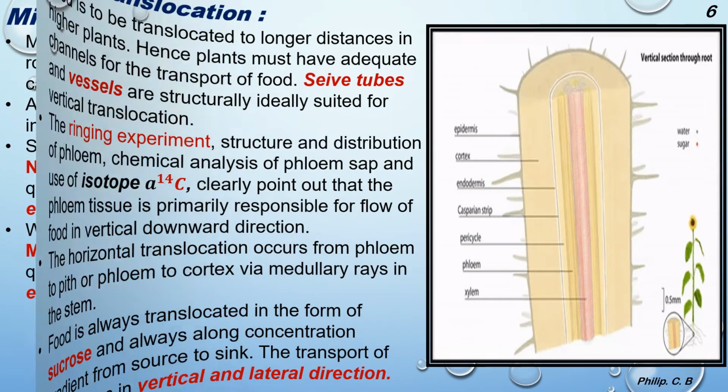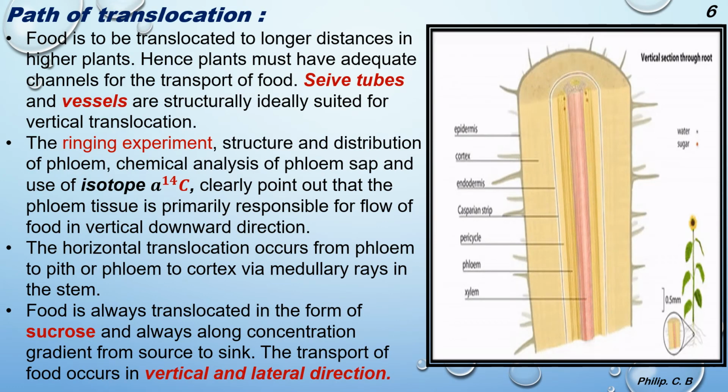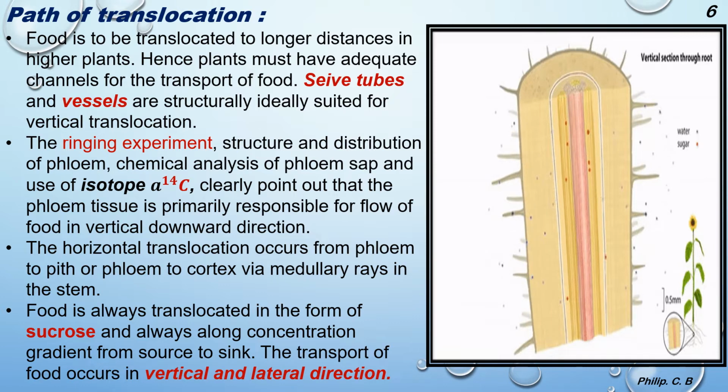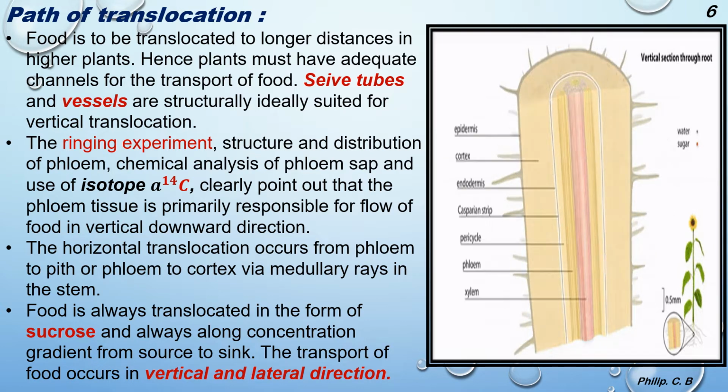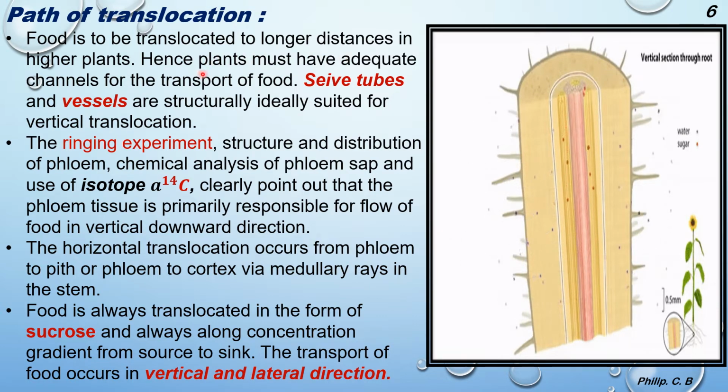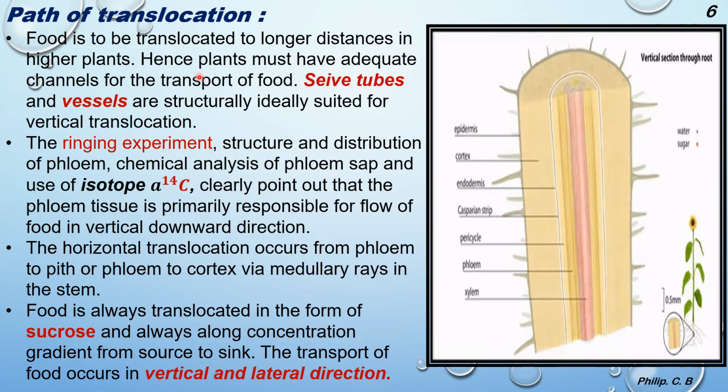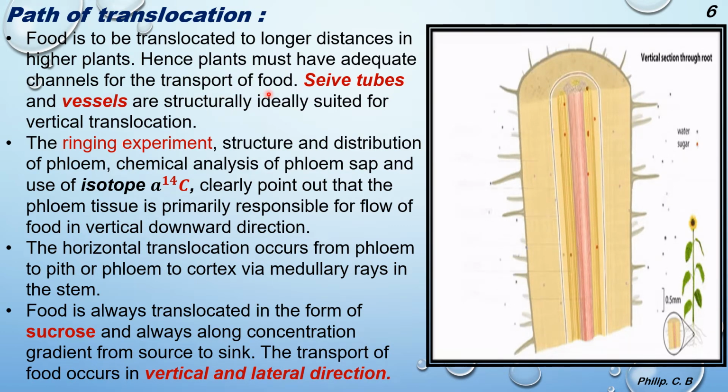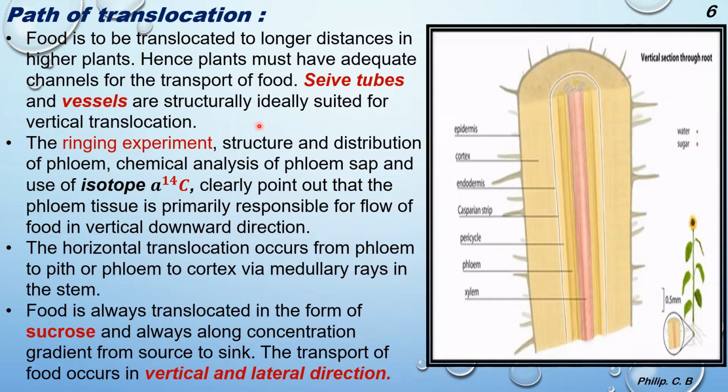Now, path of translocation. As we just read the term translocation, that is carrying the food to different parts. So here we learn how this is translocated. Food is to be translocated over longer distances in higher plants. Hence, plants must have adequate channels for transport of food. Sieve tubes and vessels are structurally ideally suited for vertical translocation.